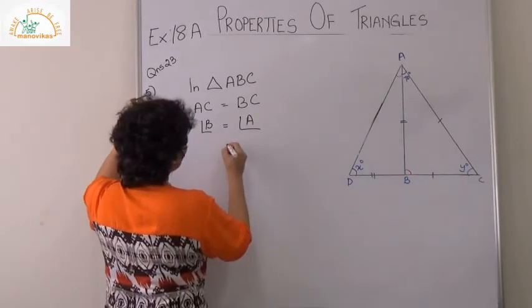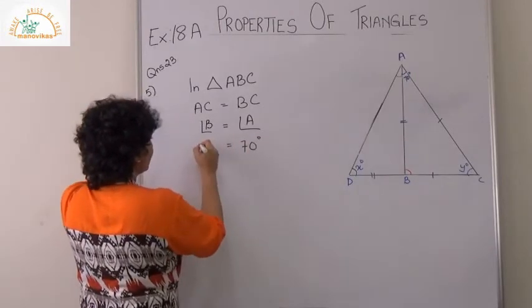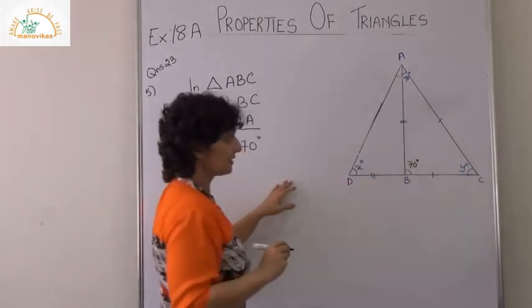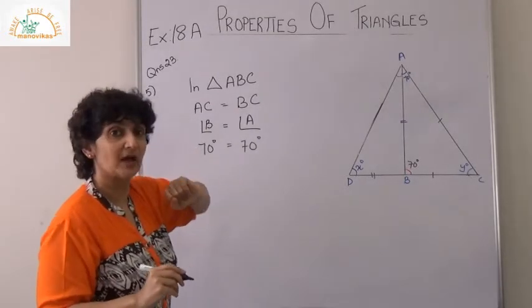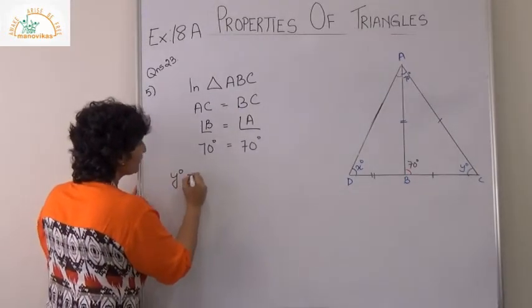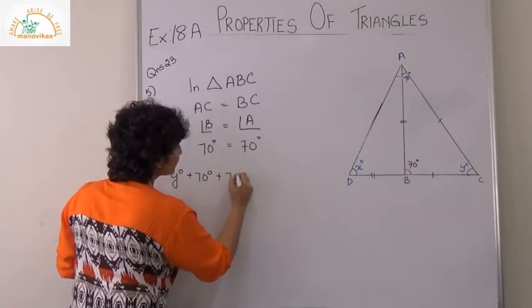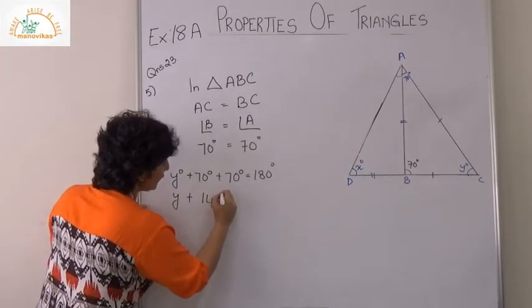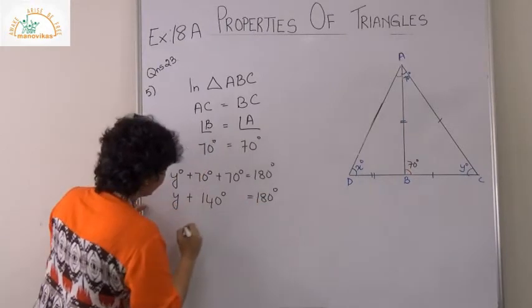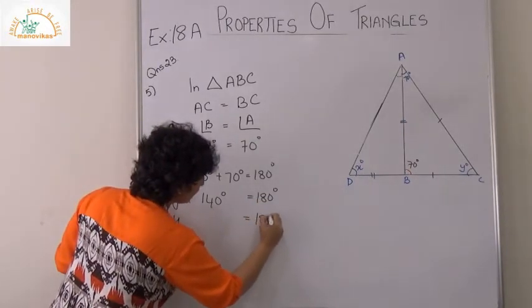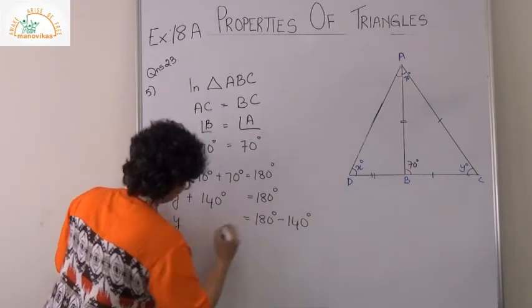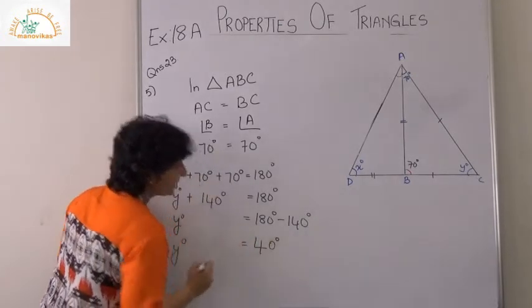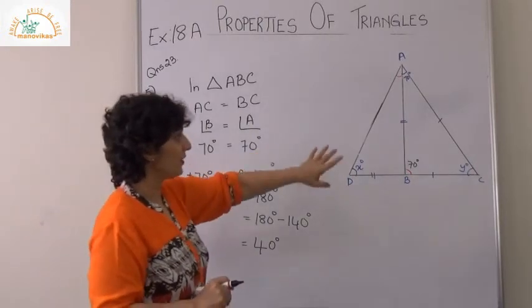So, now you know that angle A is equal to 70 degrees. That means this angle will also be equal to 70 degrees. Clear children? Have you understood? So now it's easy for me to find out angle y. You know that y plus 70 plus 70 is equal to 180 degrees. y plus 140 degrees is equal to 180 degrees. y is equal to 180 degrees minus 140, so your y degrees is equal to 40 degrees. Clear?